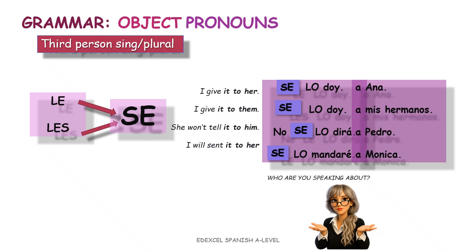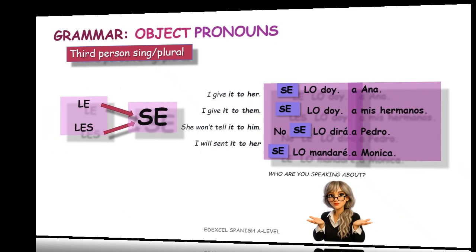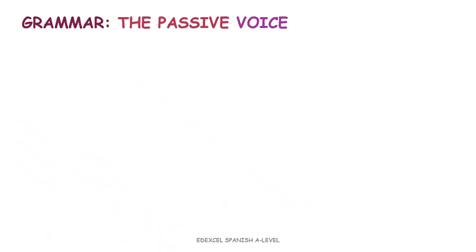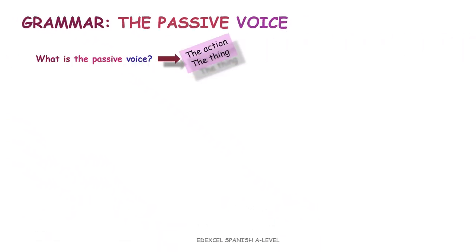Okay, time for the passive voice now. The passive voice is used when the action or the thing is more important than who does it, or when the agent is unknown or irrelevant. Pause. What is the agent? It is the person, animal, or thing that performs the action, and it's identified by the preposition "by" in English and "por" in Spanish. We continue.